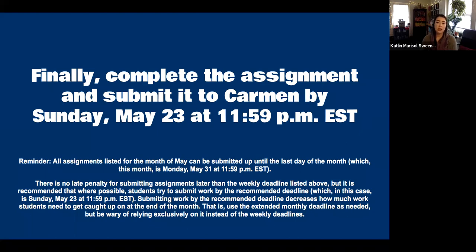That is, use the extended monthly deadline as needed, but be wary of relying exclusively on it instead of the weekly deadlines. I can't stop you if you choose to submit all or most of the work at the end of the month. If that's the approach that works for you, by all means use it. Though I have to caution you that if you elect to do all of the work at the end of the month, you are putting quite a bit of pressure on yourself, and you're assuming that future you has more capacity than present you. So my advice generally has been for students who want to go at a slower pace, it makes sense to work 2 weeks at a time as opposed to doing the whole month in 1 weekend, okay?